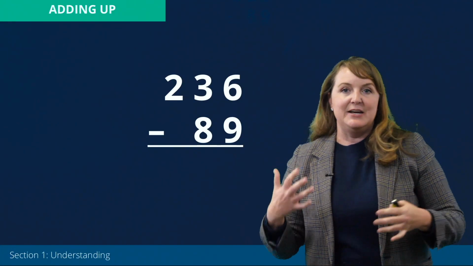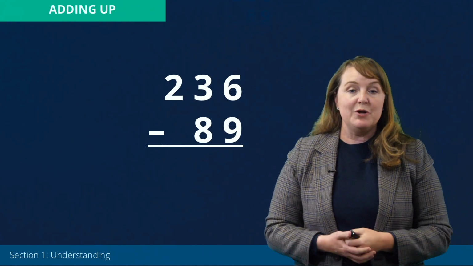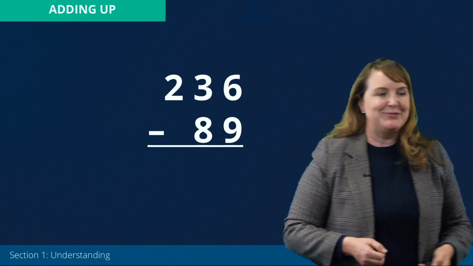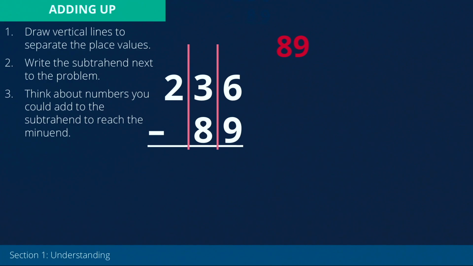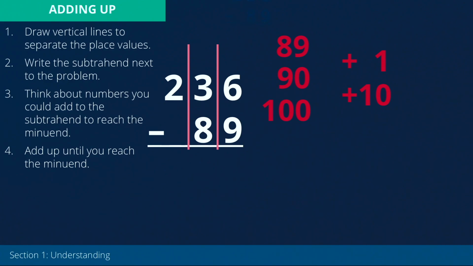Now let's use this adding up for a more complicated problem such as 236 minus 89. What would this look like? Well, I'm going to draw those vertical lines to separate those place values, and then I'm going to think about, well, I'm starting at 89 and I want to add up to 236. So let's get to a nice round number. How about thinking about adding 1, that gets me to 90. And if I add another 10, that gets me to 100. And if I keep doing this, I add 100, that gets me to 200. And then I could just kind of take a shortcut, add 36, that gets me to 236.